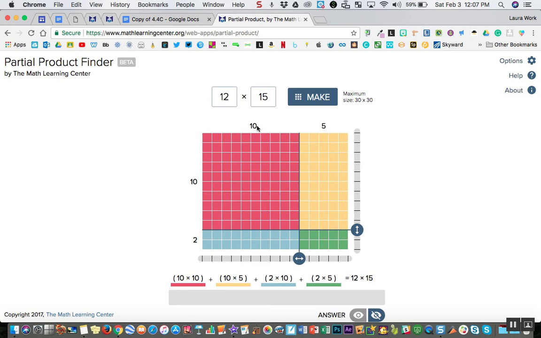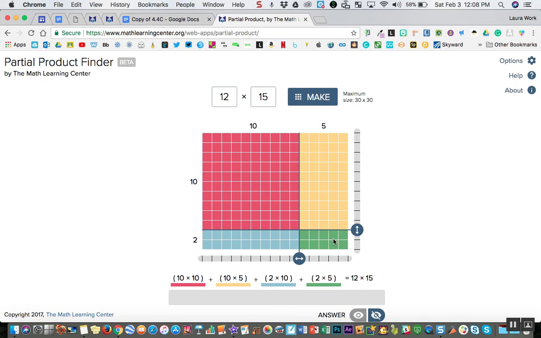So this first section, 10 times 10, is going to give me 100, and I see 100 little squares right in this area. If I look at 10 times 2, I'll notice that I have an answer of 20. I have an array that has 20 square units in it. On this side, I'm multiplying 10 times 5, and that gives you what's in the yellow section, so that's going to be 50. And then down here I have 2 times 5, which is 10, and that's represented with these green squares right here.